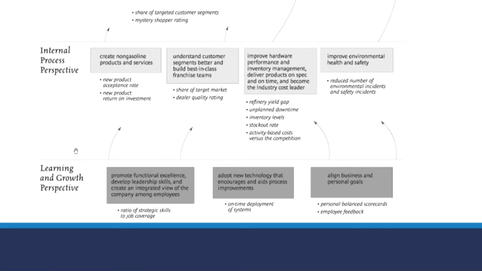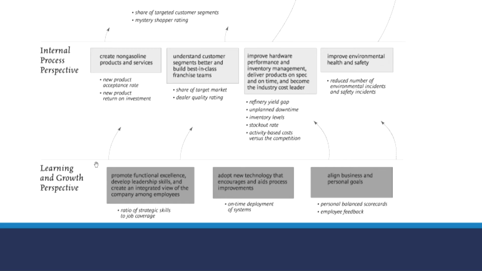The fourth point was improve environmental health and safety. To do this, the company understood that we need to reduce the number of environmental incidents and safety incidents. So, there should not be any kind of accident or any issue that can create environmental problems or safety issues for the people, right. This was one more point required as an internal process perspective, and the company needed to improve upon this, right. But in order to improve the internal process perspective, one more thing that was important from the company's point of view was to understand this learning and growth perspective.